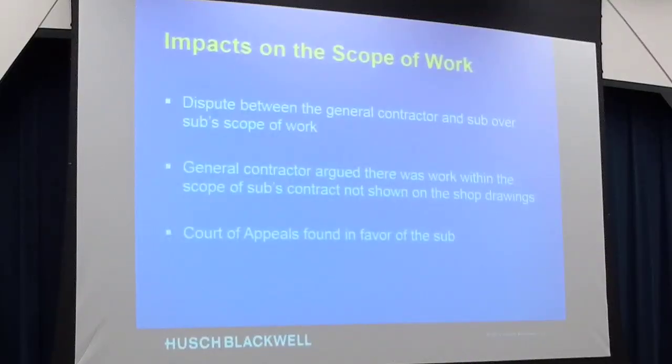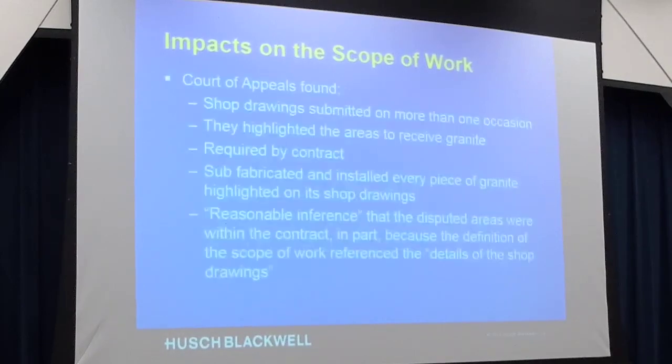And I'm going to cut this a little bit short because this is the case I was talking about where the subcontractor submitted the shop drawings and highlighted where the granite was going to be installed, and they went through the whole rigmarole. And the court, at the end of the day, said, yeah, you were submitted shop drawings, you looked at them, you passed them on, general contractor, you're obligated to the subcontractor because he showed you this work, and in fact, you accepted it by approving the shop drawing. Now that doesn't get to the next step of the role of a design professional, but it is an interesting case that gets around that.